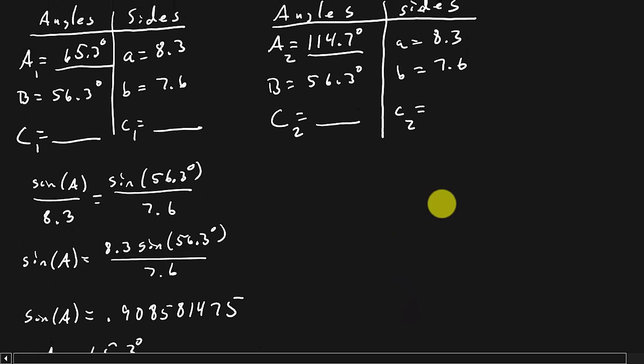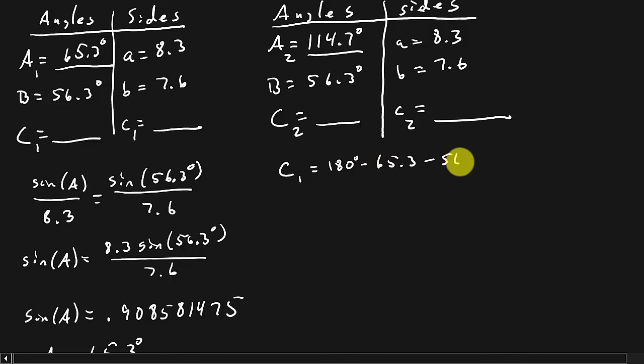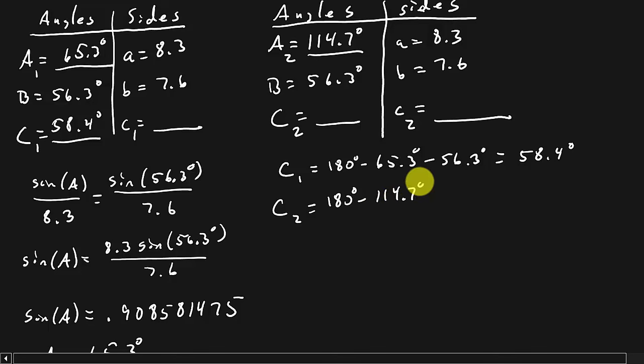So real quick, we can go ahead and get C1 and C2. So angle C1 is going to be 180 minus 65.3 minus 56.3. And so C1 is going to be 58.4 degrees. And angle C2 is going to be 180 minus 114.7 minus 56.3. And that is going to be 9 degrees.